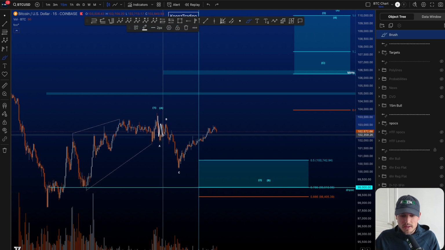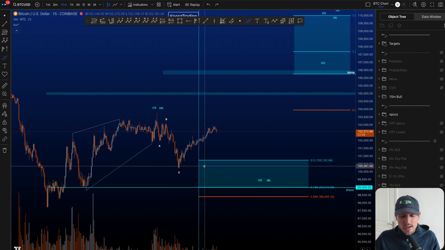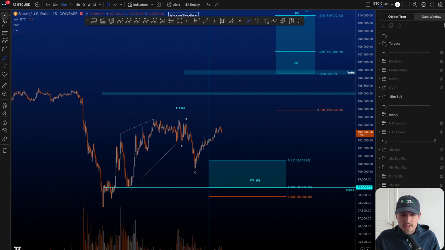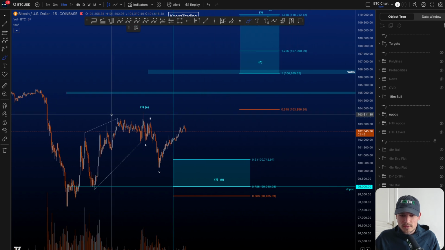Now you can see that this move to the downside here can be counted as a zigzag, a wave A, a 3-wave B, and then a 1, 2, 3, 4, 5-wave structure to the downside in a wave C, which increases the probabilities for price to take out this high.